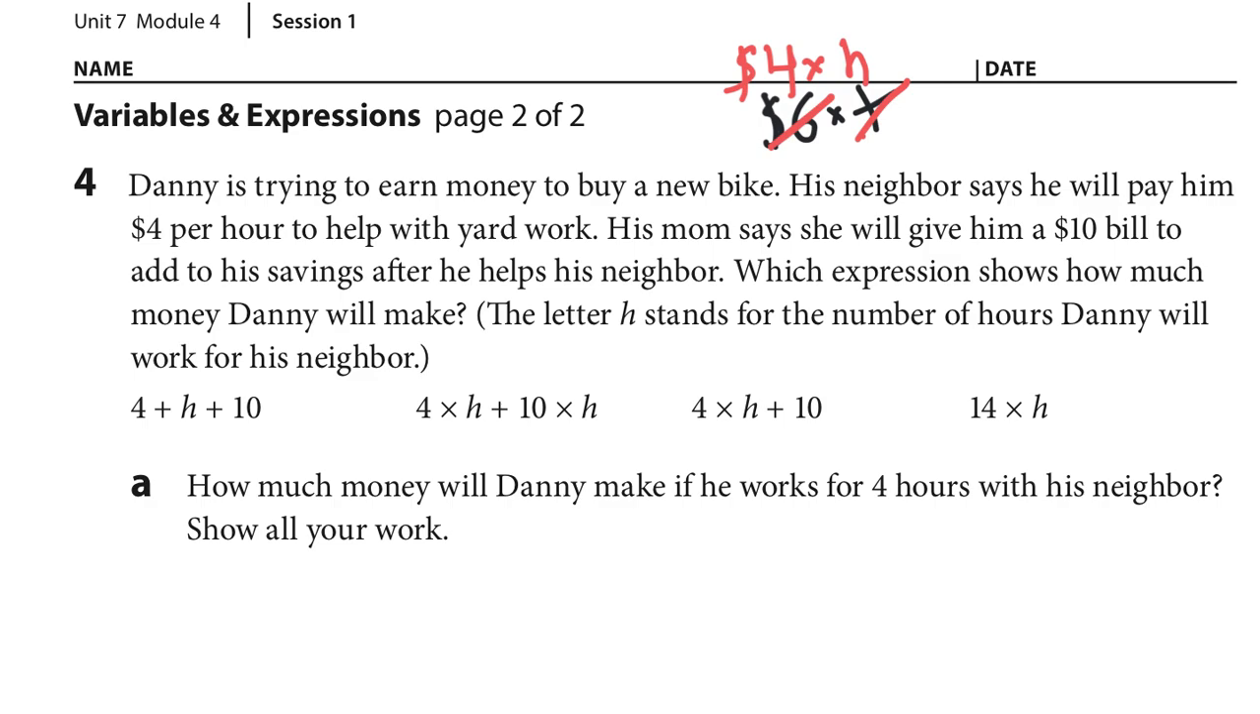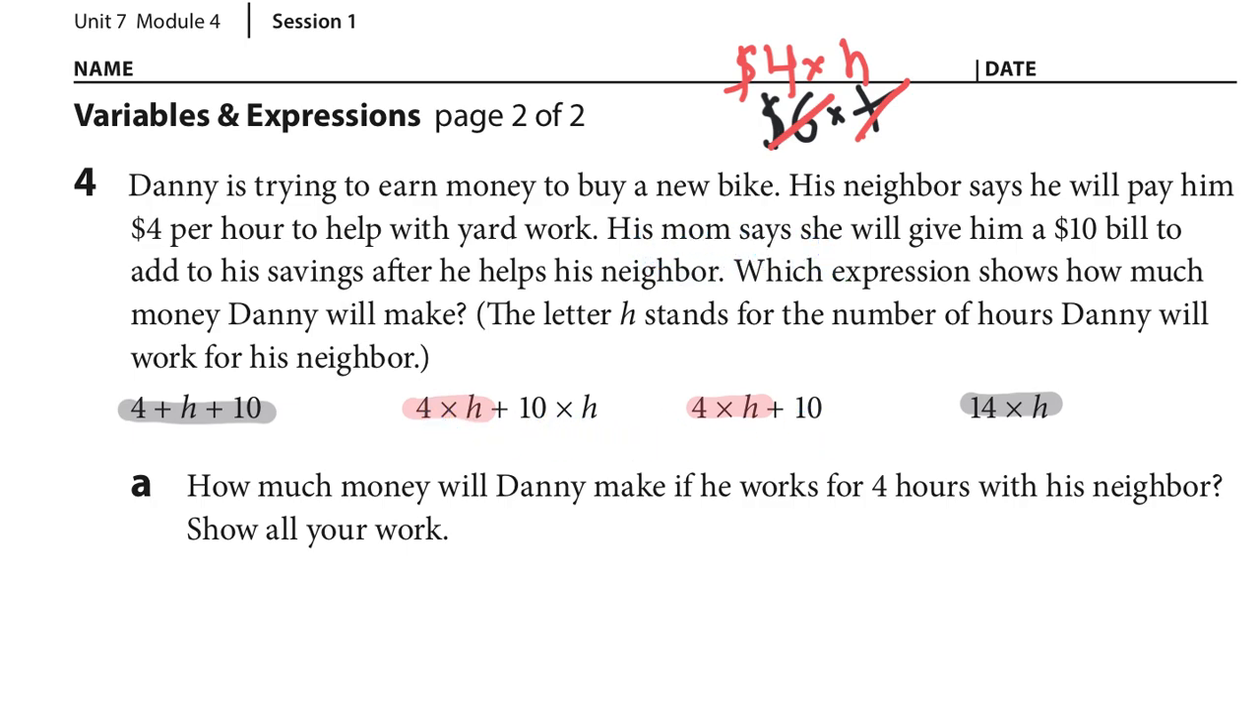I do not see it. I do not see it in this one. I do see a 4 times H here. I do see a 4 times H here. I do not see a 4 times H here. Okay, so let's look at our 2 middle choices and see what makes the most sense.